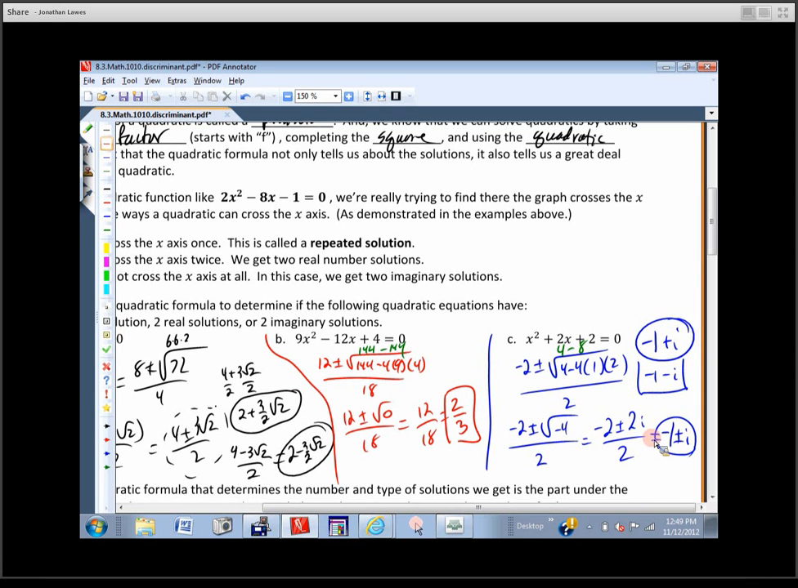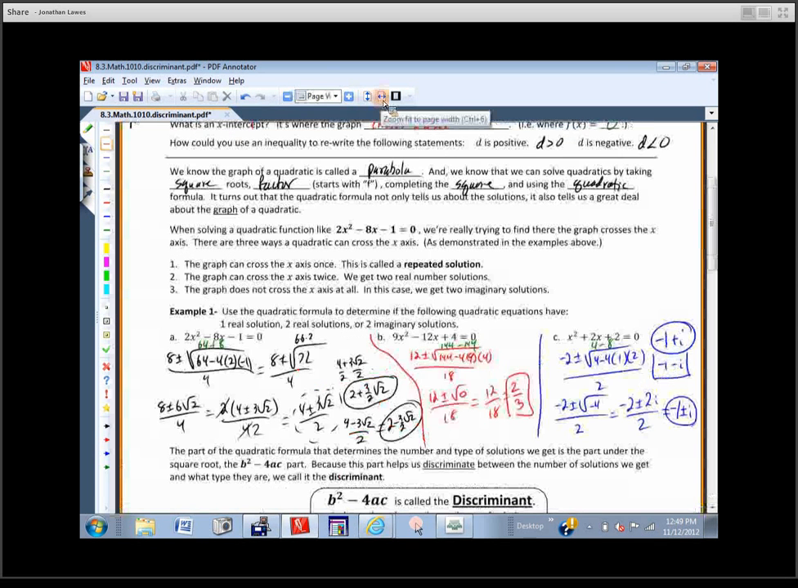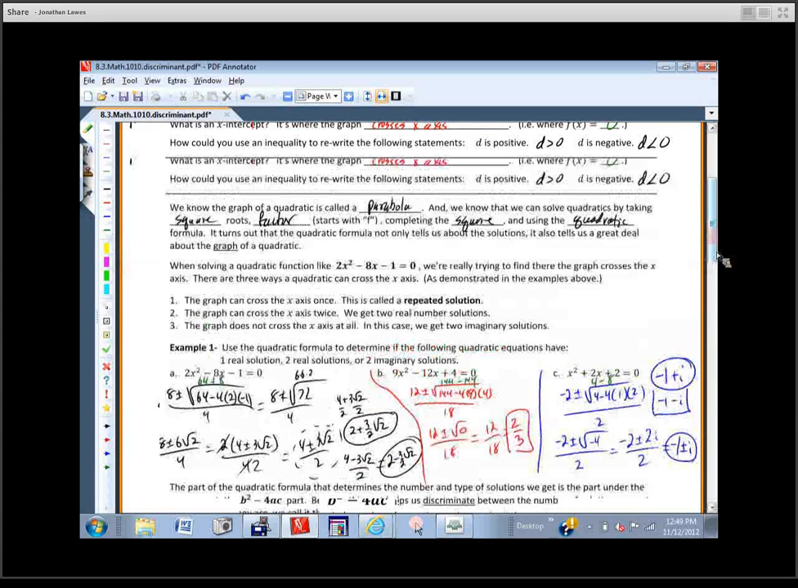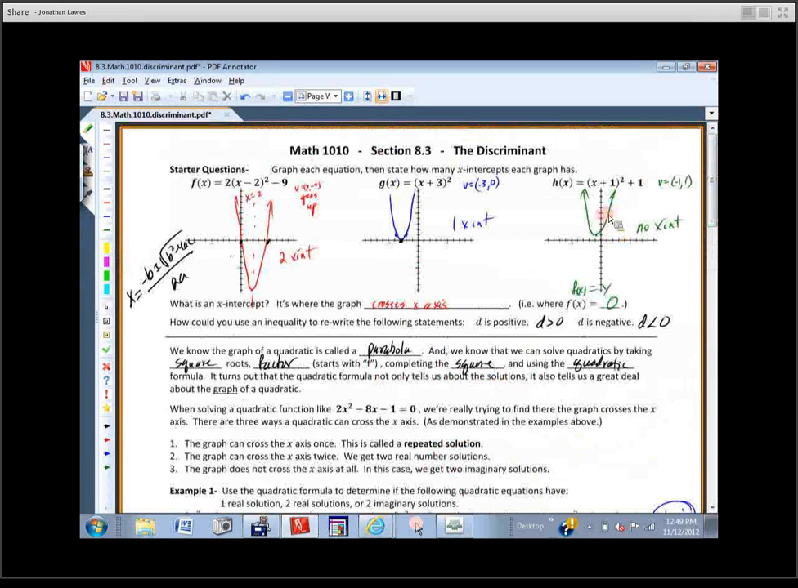Okay, are there any questions? Yeah. If we're trying to find the x-intercept, how do we graph the negative 1 plus i? The imaginary ones? Yeah. It doesn't cross at all. It would be this case right here. Okay, everybody listening?